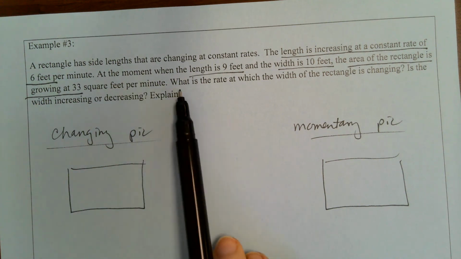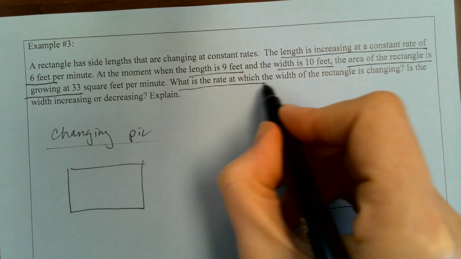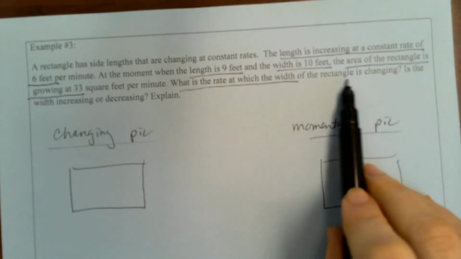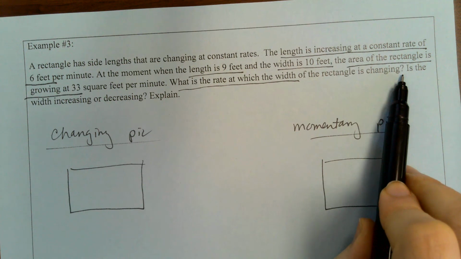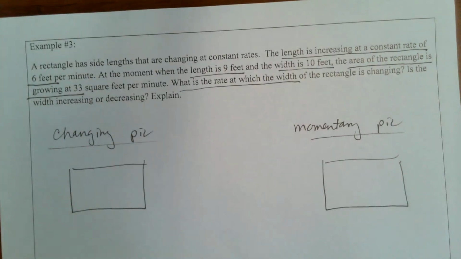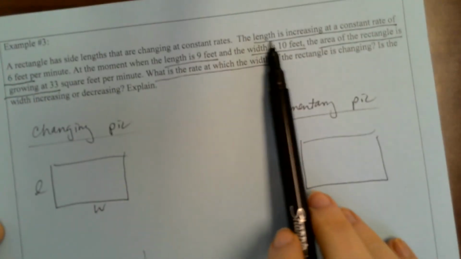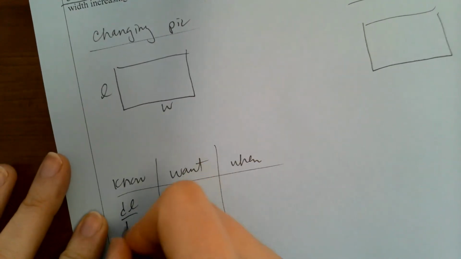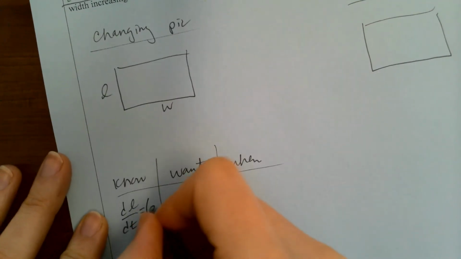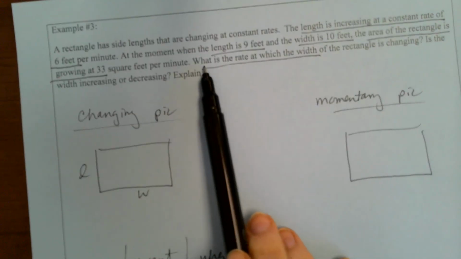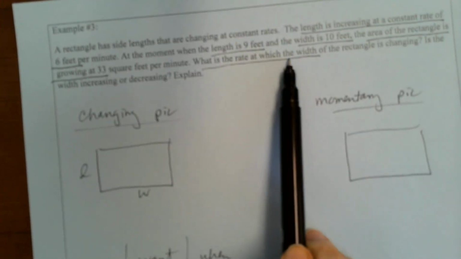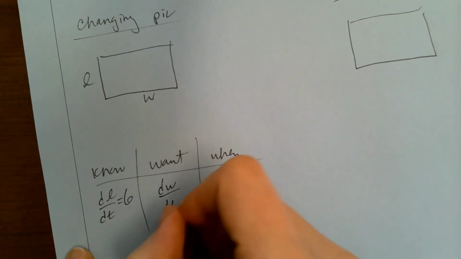Okay. What is the rate at which the width of the rectangle is changing? And then, is the width increasing or decreasing? Explain. Okay, so the changing picture: length, width. What do we know? The length is increasing at a constant rate of 6 feet per minute. So dL/dt is increasing, so +6. What do we want? What is the rate at which the width of the rectangle is changing? So we want dW/dt.